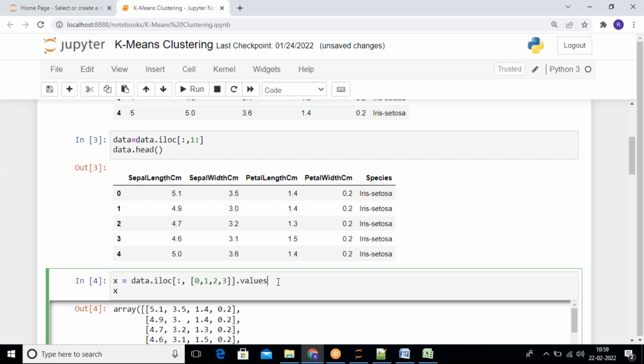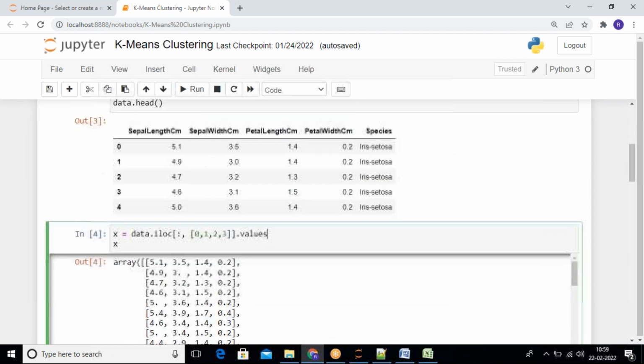Why have I done .values? Because I have told you before that a machine learning algorithm only understands arrays. If you do .values, it will be converted into an array. If I remove .values, it will stay in data frame format.